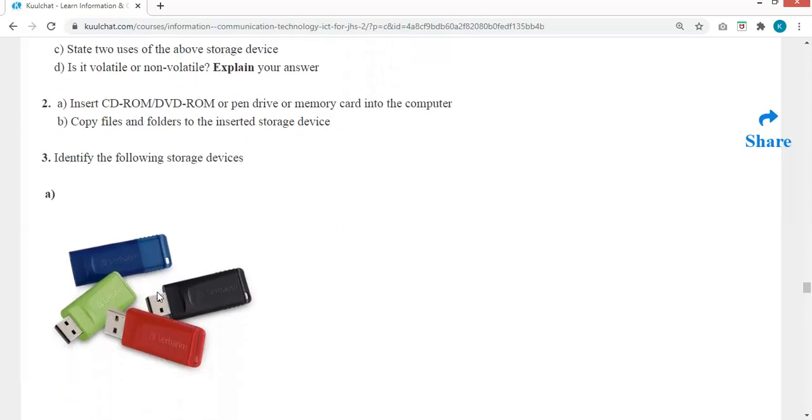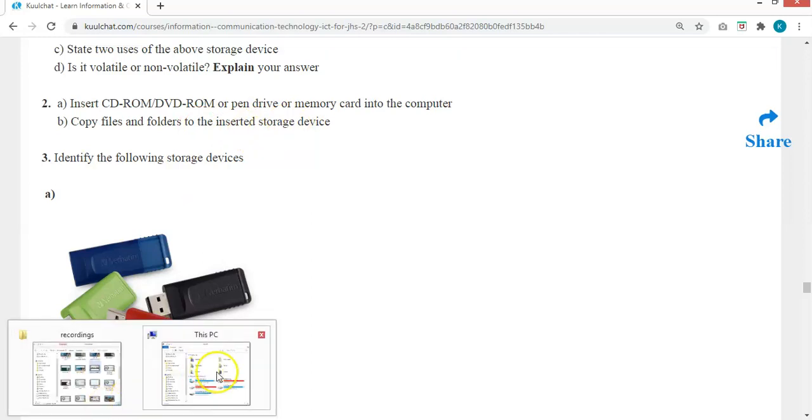So now this part is what I have demonstrated, so you also do it. You insert the CD or DVD or a pen drive, which I have done. Then you locate that folder. Once you locate the storage device, you copy files and folders to your inserted storage device. Okay, so you just copy files to it.